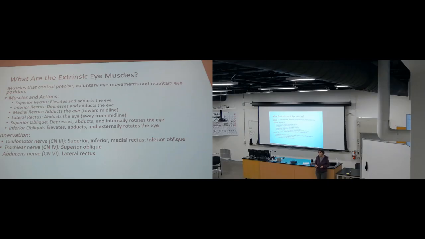Superior rectus, if you contract it, you will be looking up. Inferior rectus, if you contract it, you will be looking down. Lateral rectus to the sides. And then medial rectus, you will be crossing your eyes. So those are the actions.